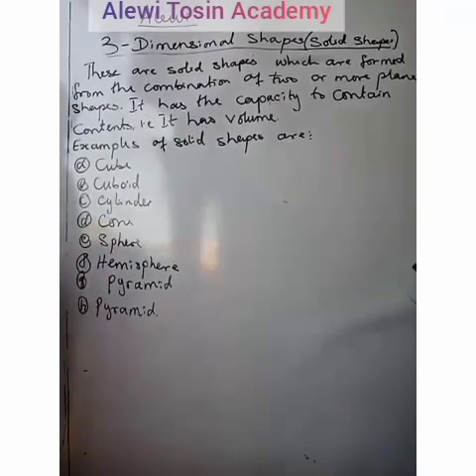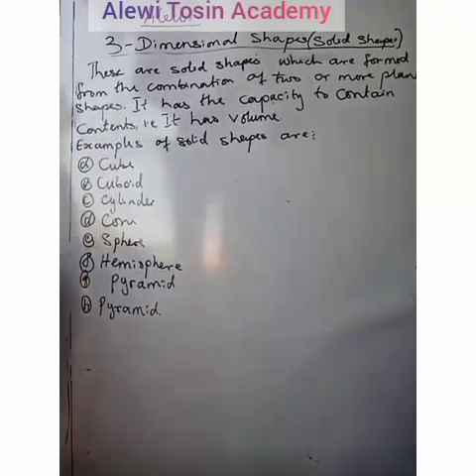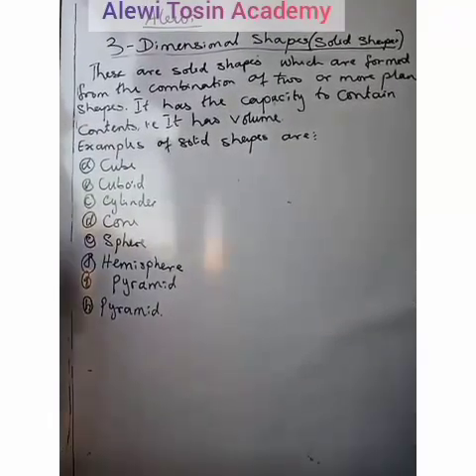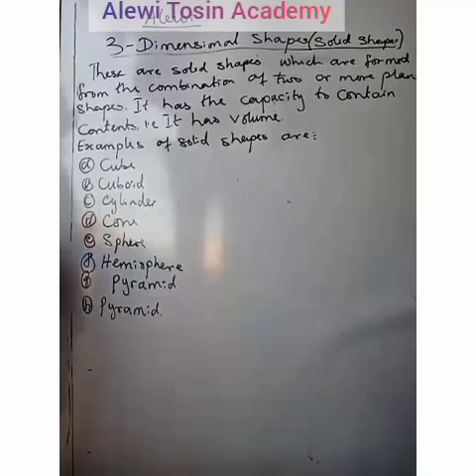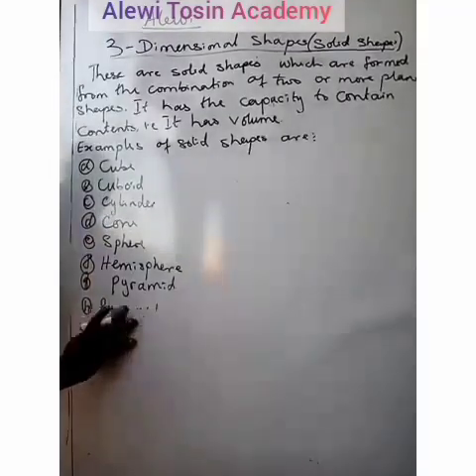Like I said, solid shapes are always gotten from what? Two or more plane shapes, such as circles, squares, triangles, rectangles, and so on and so forth. Examples of solid shapes are cube, cuboid, cylinder, cone, sphere, hemisphere, pyramid, and prisms.